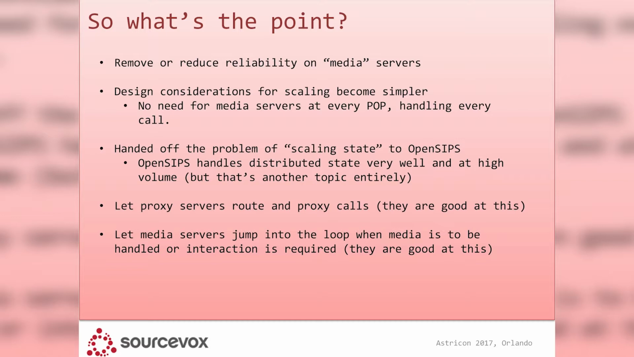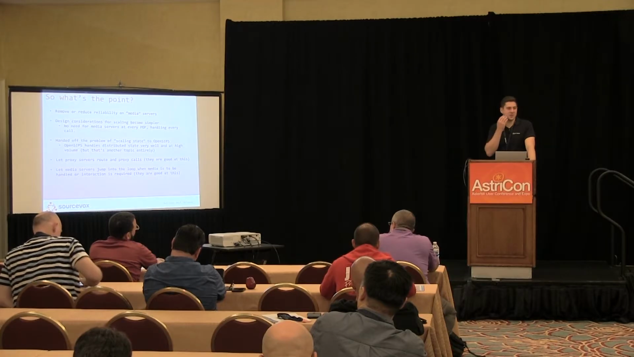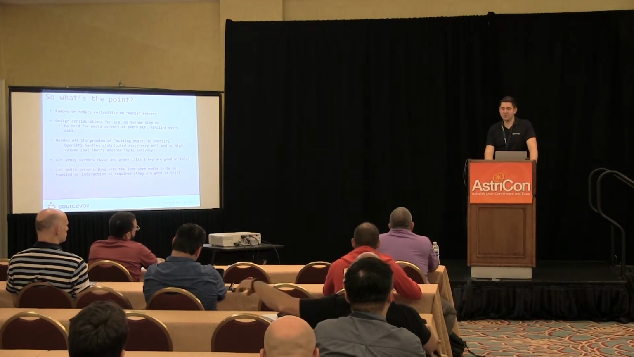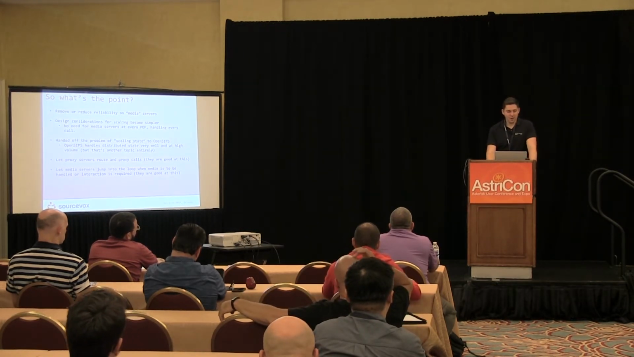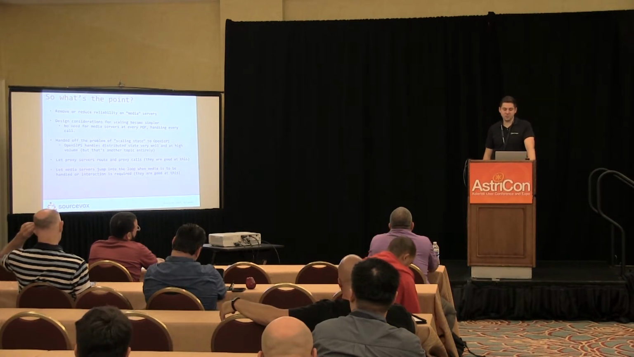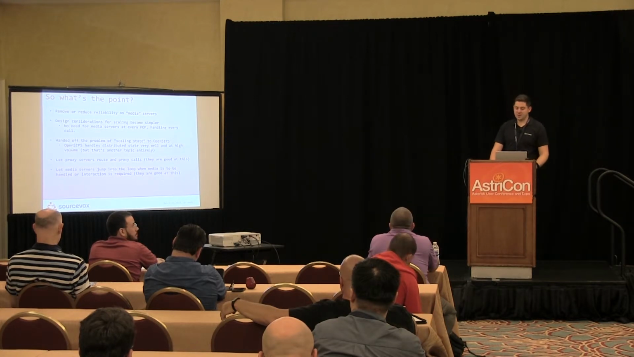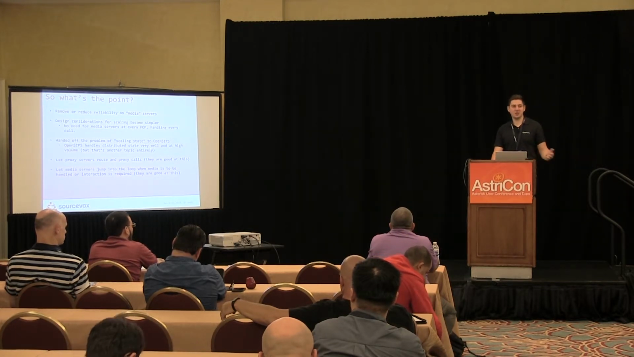Whereas scaling across an Asterisk or a FreeSWITCH is a bit more difficult to achieve. And it's more than likely that in a high volume situation, you're probably already sharing state between two OpenSIPS machines anyway. So there's possibly no extra work to do in that respect. But it's another topic entirely. I think Razvan is doing a talk tomorrow which concerns highly available OpenSIPS, so that could be of interest as well. As I say, OpenSIPS routes and proxies calls because that's what it's good at. And then we let the media servers jump in when we need them because, again, a media server is good at playing media.